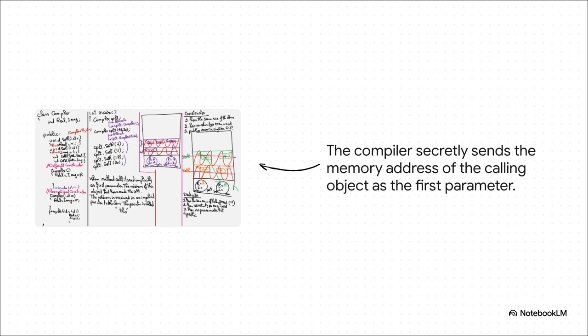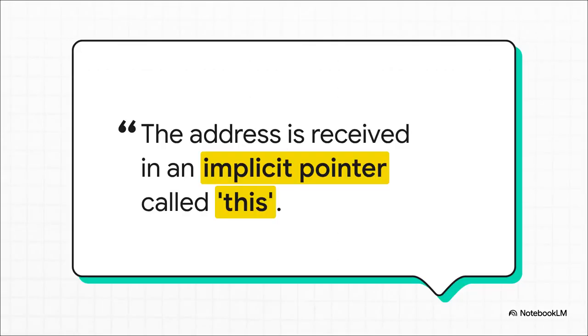Inside the method, that address gets caught by the this pointer, which now knows exactly which object's data it's supposed to be working on. So that's the whole secret. The this pointer is the fundamental link that connects a general reusable method to one specific individual object. It's the magic that lets one blueprint serve countless houses, each knowing who they are.